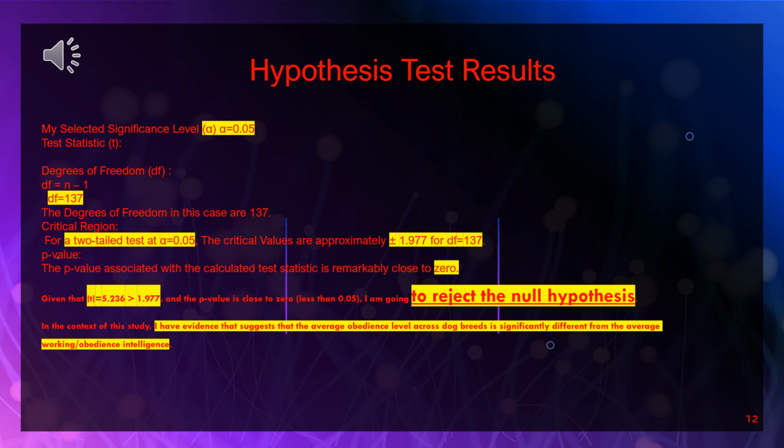So given that my t statistic is equal to 5.236, being greater than 1.977, and because my p-value is close to 0, which is less than my 0.05 significance level, I'm going to reject the null hypothesis. In the context of this study, I have evidence that suggests that the average obedience level across dog breeds is significantly different from the average working obedience dog intelligence.